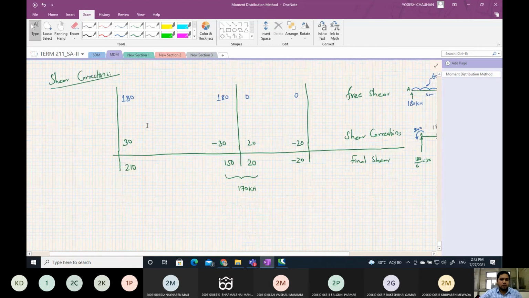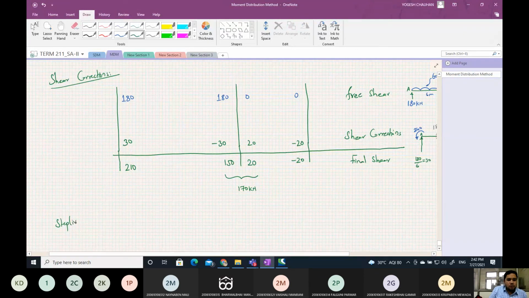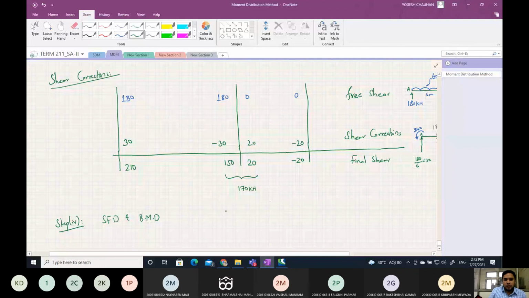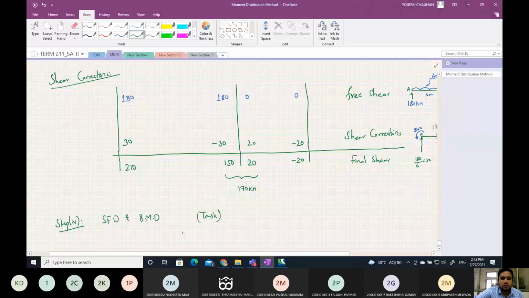Okay, so now with these calculations you can then draw the shear force and bending moment diagram. So that is your step 4, shear force diagram and bending moment diagram. Again, this is the task for you to complete the shear force and bending moment diagram for this beam.